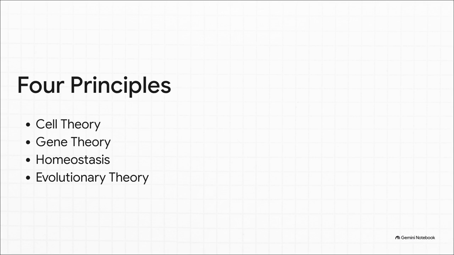Number 1 is cell theory. Basically, all living things are made of cells, and new cells only ever come from existing cells. Number 2 is gene theory, the idea that the traits of living things are controlled by genes, which get passed down from parent to offspring. Number 3 is homeostasis, which is all about internal balance. And finally, number 4, evolutionary theory, the reality that the characteristics of populations shift and change over time.